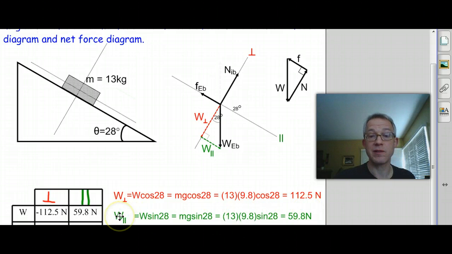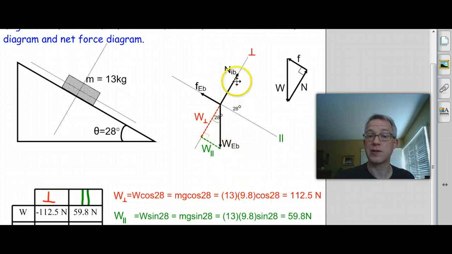With the parallel component, that's opposite the 28-degree angle, so we're going to have to use sine for that, SOHCAHTOA. Okay, so we have the weight vector, the hypotenuse, times the scaling factor, the sine of 28. We know again that the weight is m times g, 13 times 9.8. We scale it with the sine of 28, and we find out that that side is 59.8.